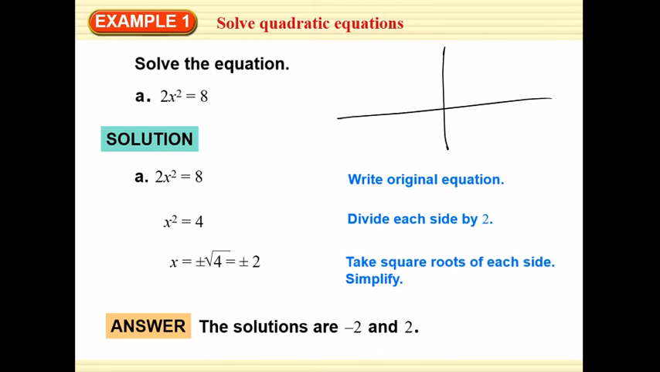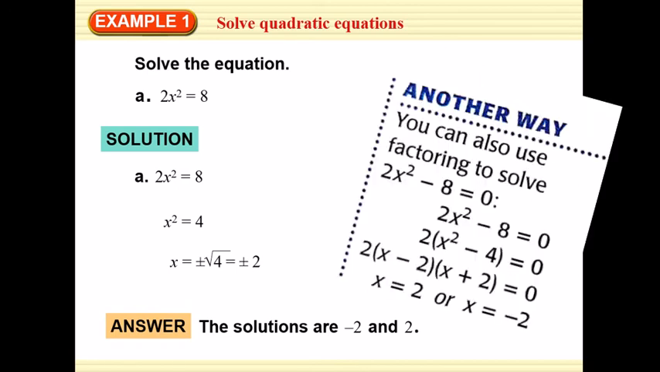So if I were to look at my graph, I'd have a negative 2 and a positive 2, and then I know it opens up since that a is positive. Alright, so at the very bare minimum, this is a super rough sketch, but I've got it. Alright, another way you can do it is to solve for 0 and then factor.